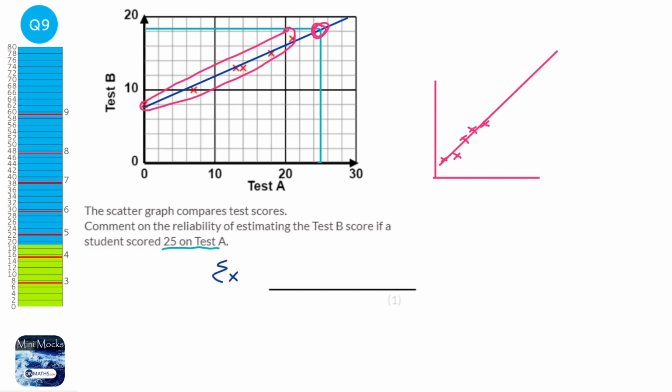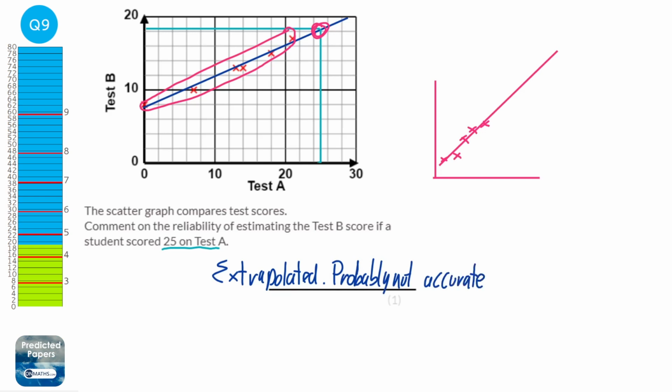So we say that the data has been extrapolated, and what that means is it is probably not accurate. So when you have a prediction outside the range of the data, we say it's probably not accurate. If it was inside the data, we would say it's interpolated, and that's actually quite accurate.